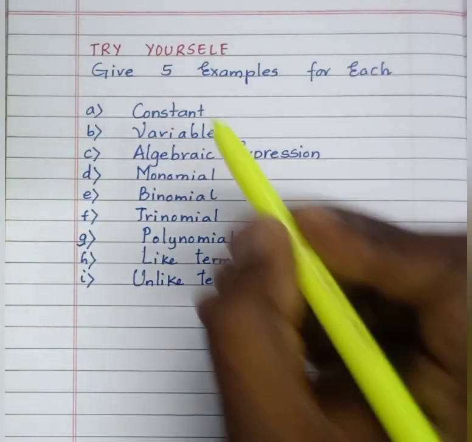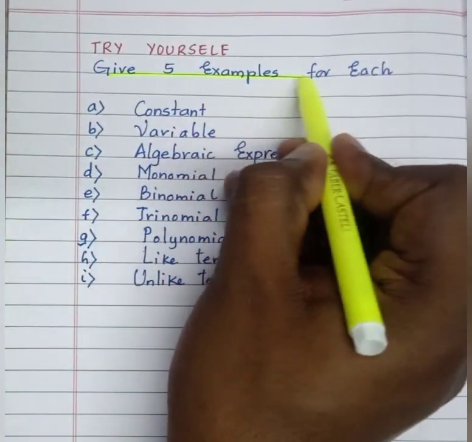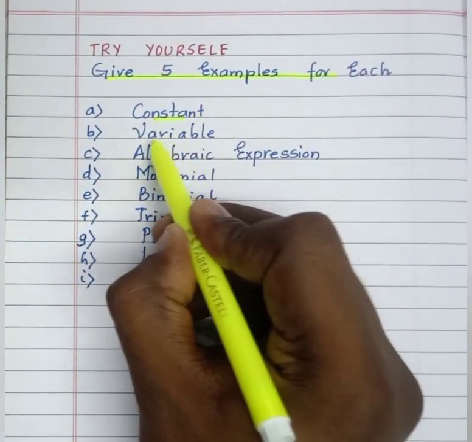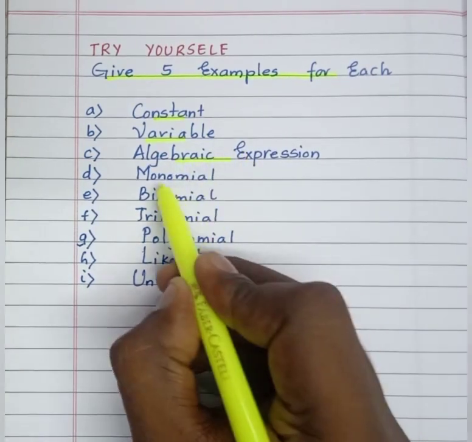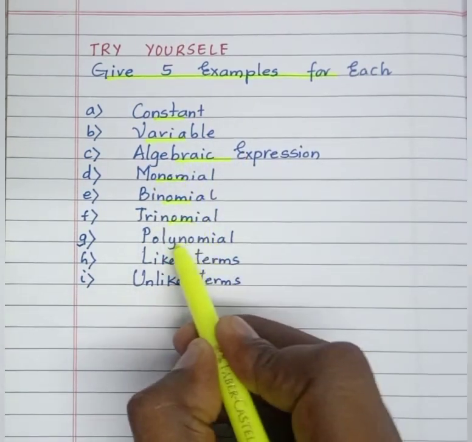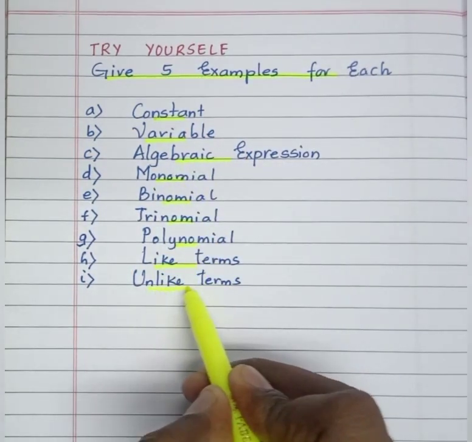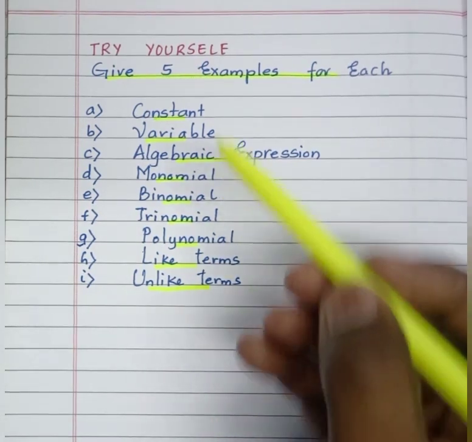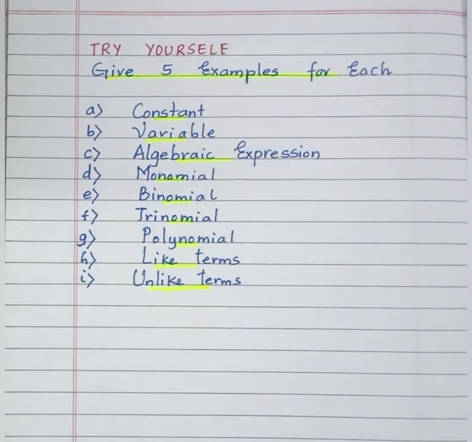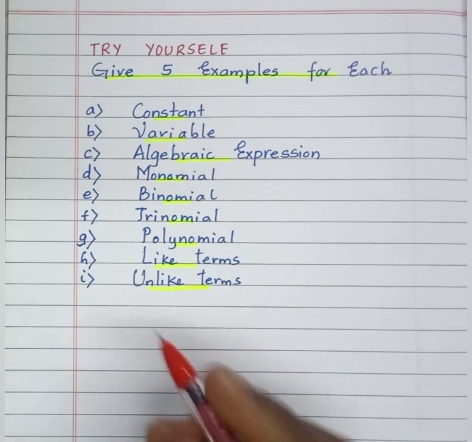Students, hopefully you have understood all the concepts you have seen in this video: constant, variable, algebraic expression, monomial, binomial, trinomial, polynomial, like terms and unlike terms. Hopefully, if you have understood, give 5 examples for each of these.